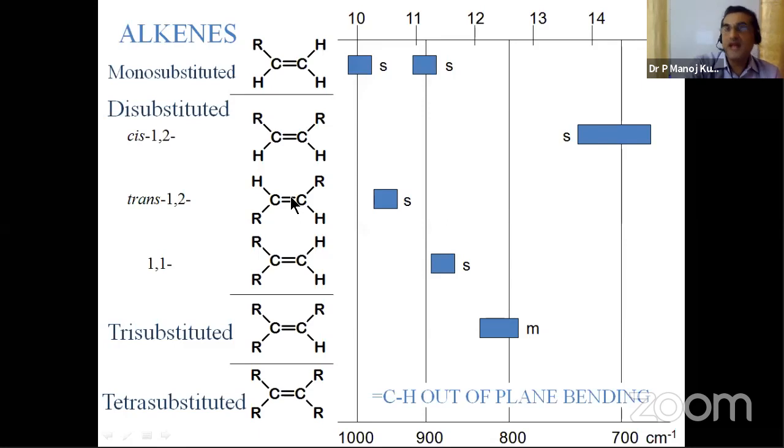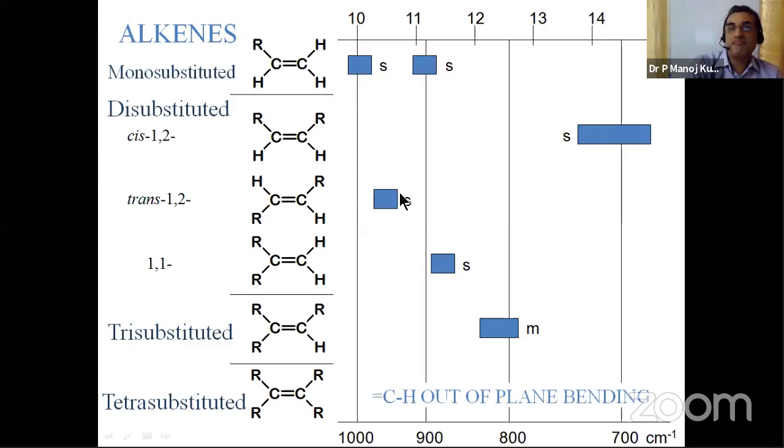So because of that, the bond becomes stronger. The dipole moment is there, but it will be much stronger. The bond will be much stronger because of the symmetry there. So because of that, what you can see over here, in case of a trans, you will be getting it between 960 to 980. Can you differentiate between a cis and trans by this? Cis and trans, can you differentiate?